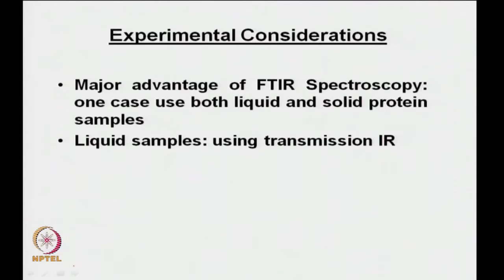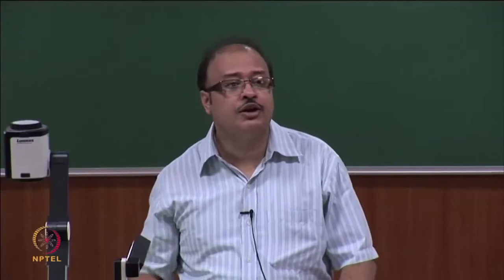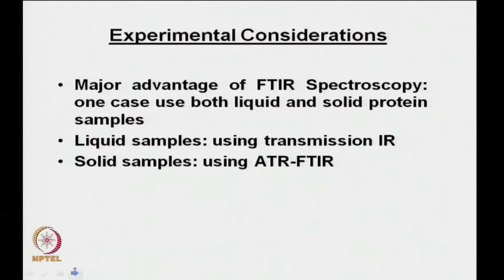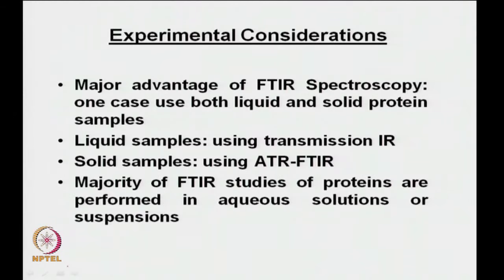So, liquid samples can be done using transmission IR. It is like your absorption measurement. Here you do a transmission and then you convert it to absorbance units. For solid samples, you can use ATR FTIR. So, one is transmission FTIR for liquid samples, the other one is ATR, attenuated total reflection, internal reflection essentially. We will talk about this again very briefly, what this ATR technique is and why it is so beneficial.